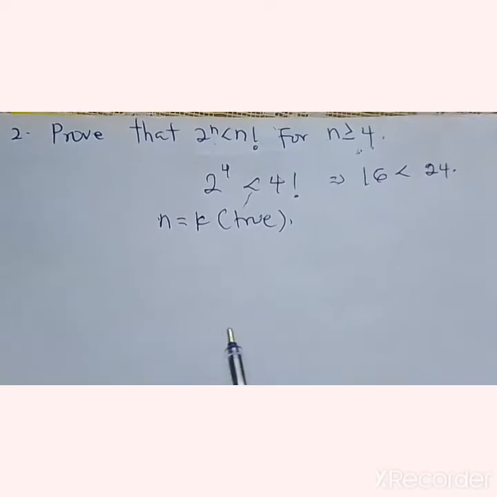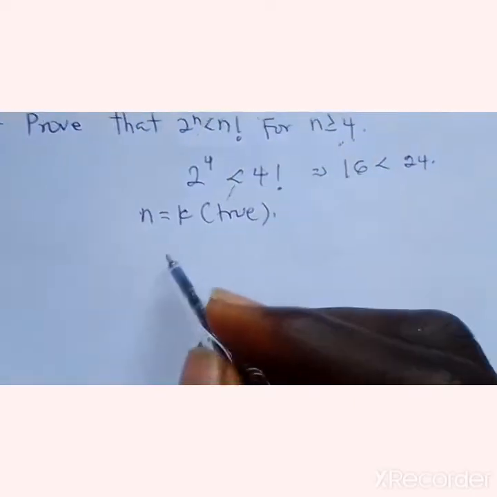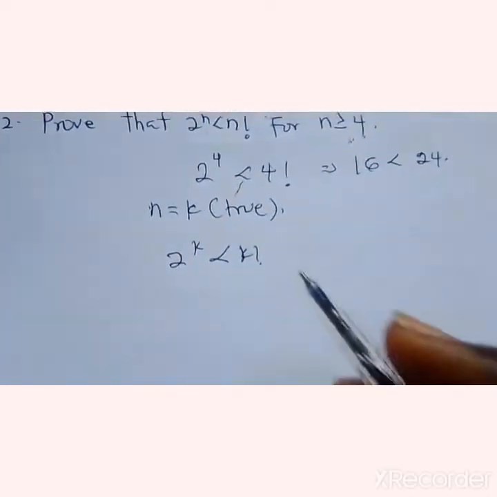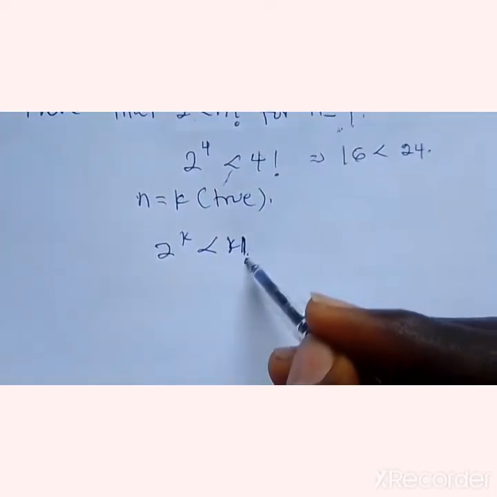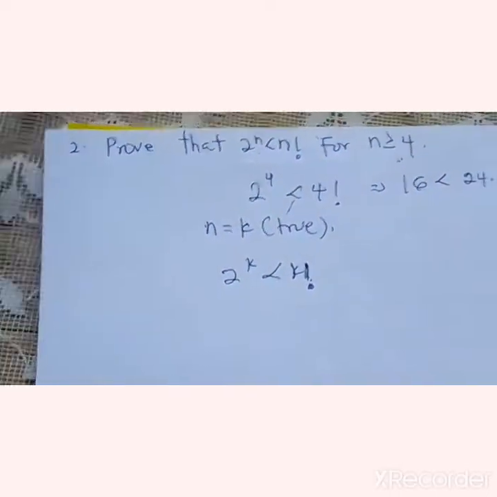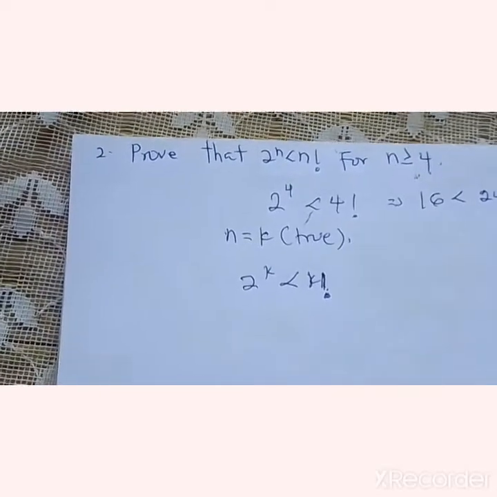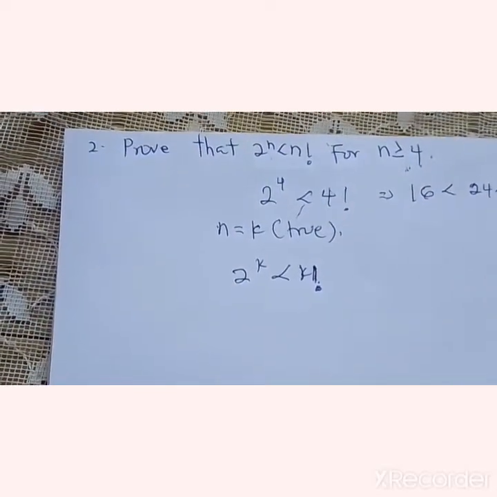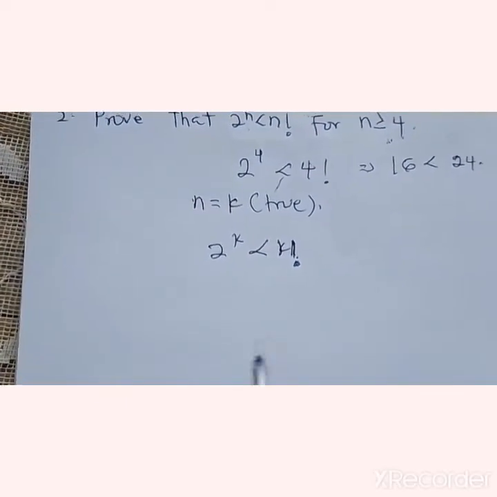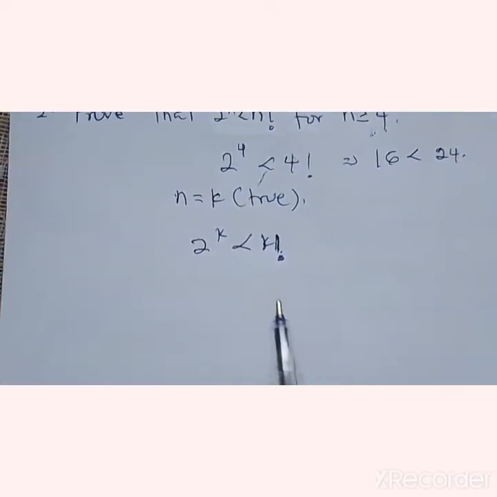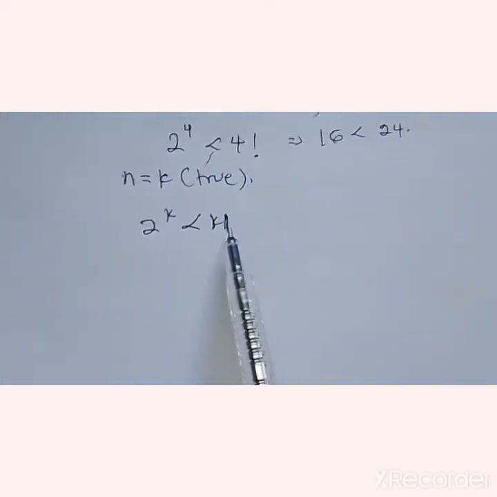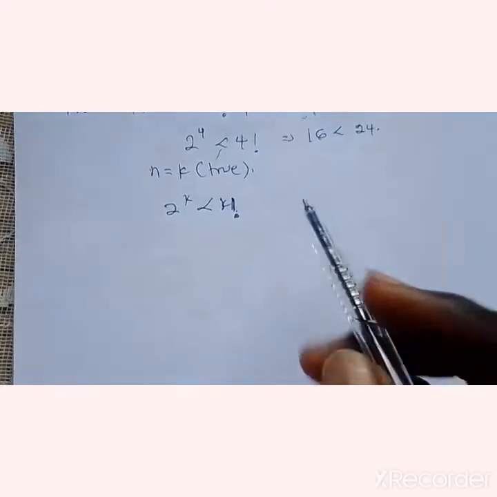That is our assumption, that when n equals k is true. So we have 2 to the power k less than k factorial. Then we say that this statement is true. So in mathematical induction, you have different ways of doing it, but make sure that whatever way you take is the right approach, and you end up getting your statement being true. So here 2 to the power k is less than k factorial is our assumption.